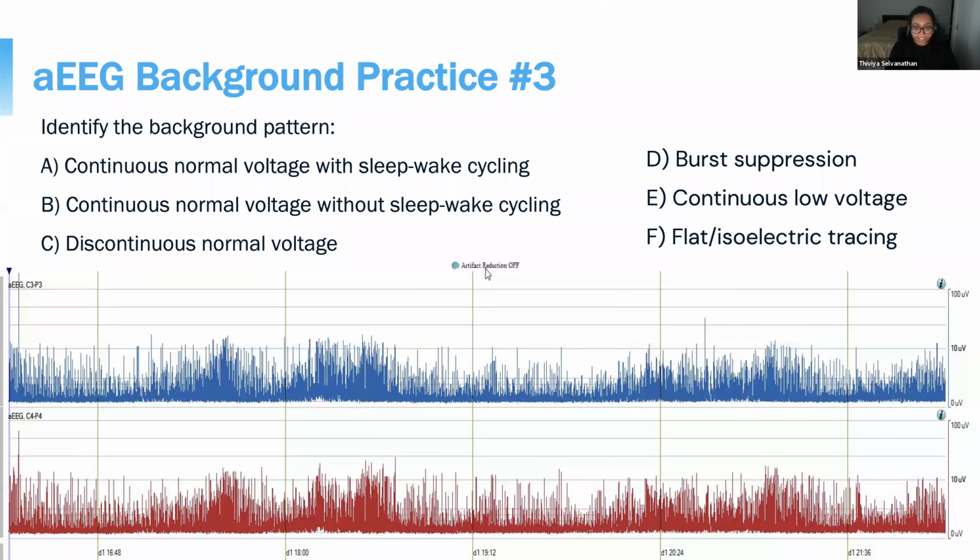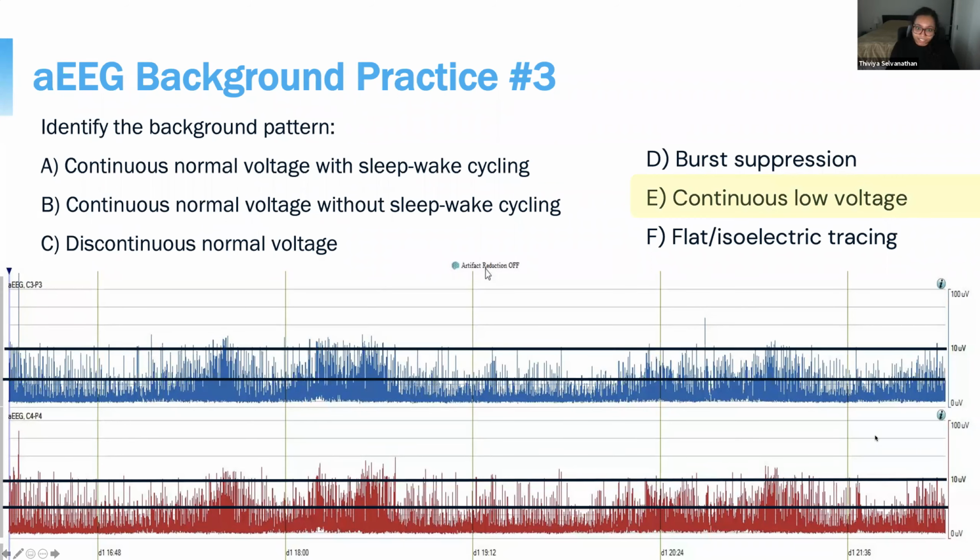All right, and let me just share the result of the poll. So if we look at AEEG background practice 3, I see that 45% of you voted for continuous low voltage, which is the correct answer in this case. And I can see why many of you picked burst suppression. So we'll go through why this isn't burst suppression in this case.